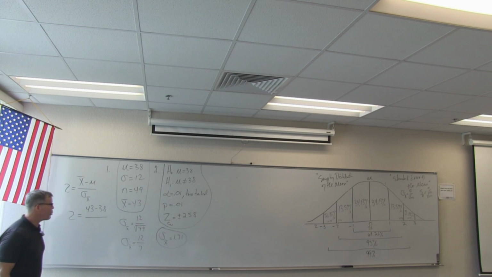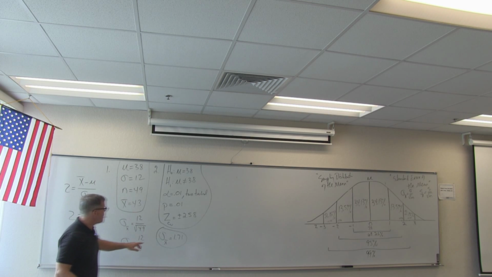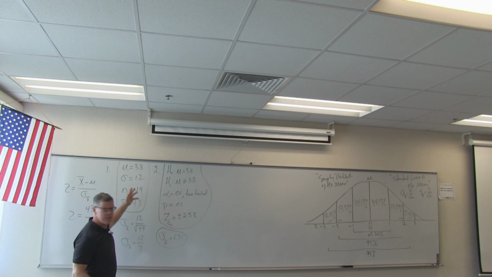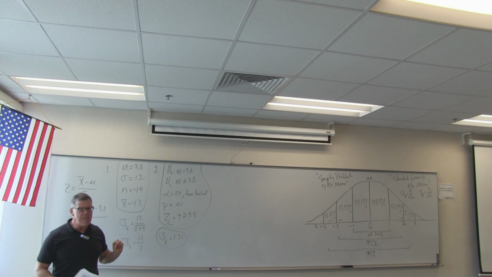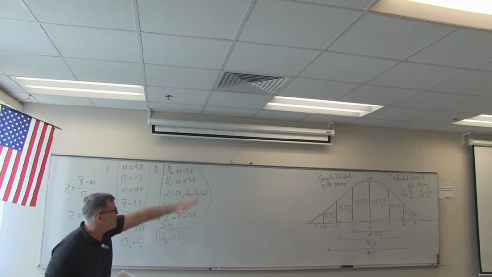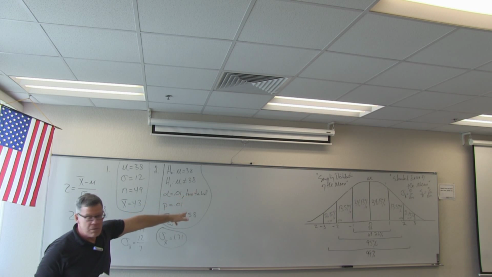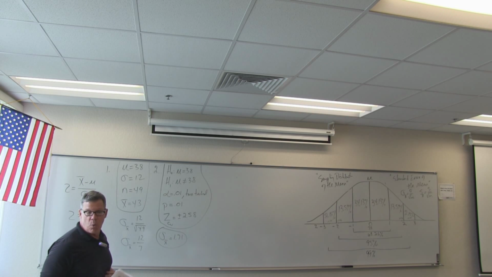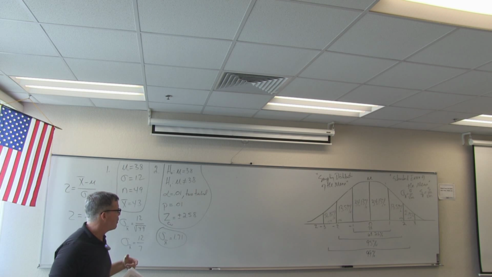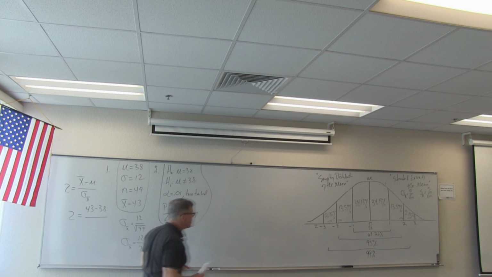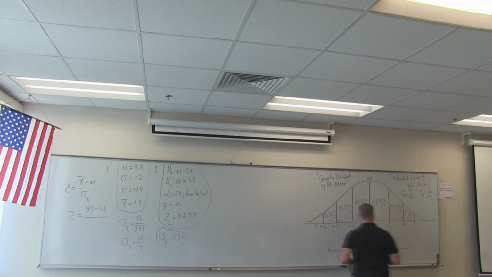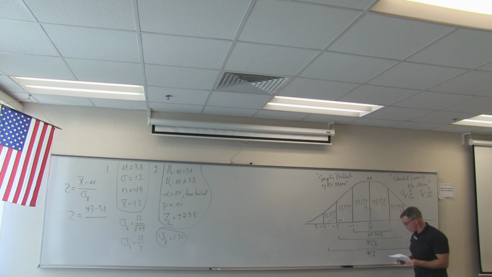One z unit is 1.71. The standard error of the mean, in this case, based on the information, is 1.71. What this is saying is that the standard deviation of all these individual sample means around mu is 1.71. We don't call it the standard deviation. We call it the standard error of the mean. We'll go out in units of 1.71. 38 plus 1.71, 39.71.